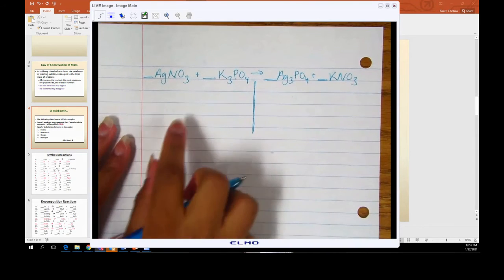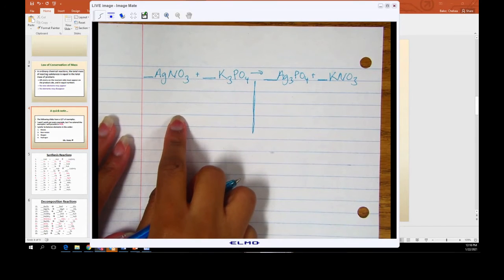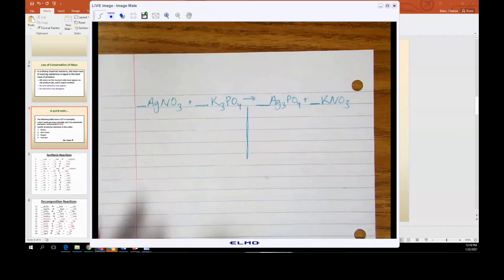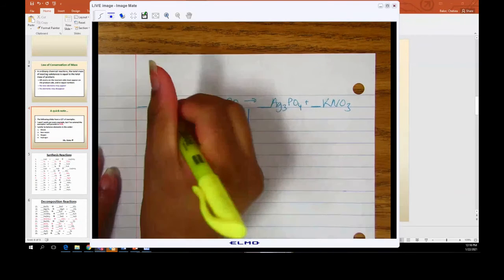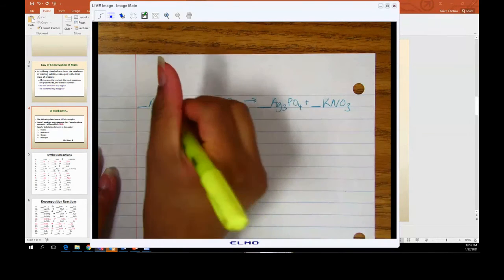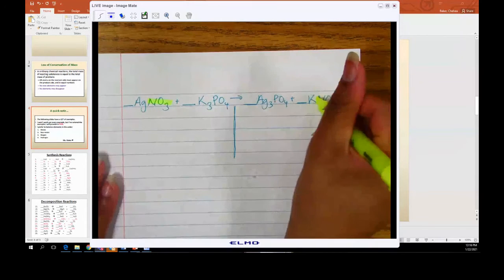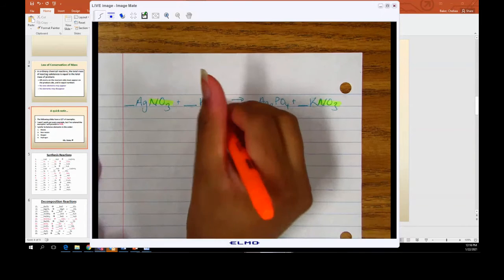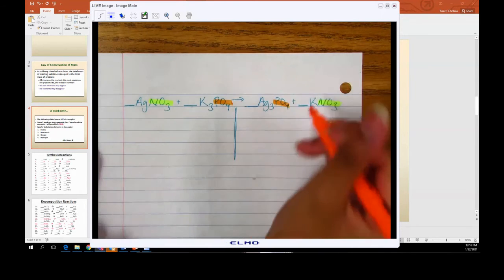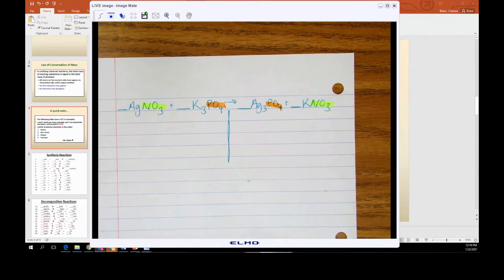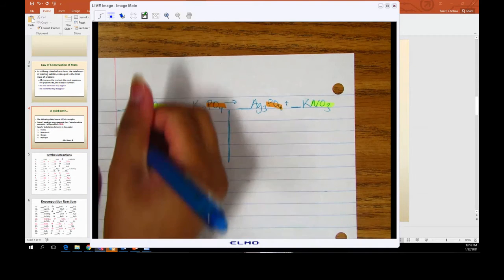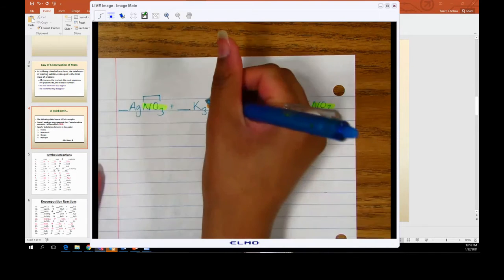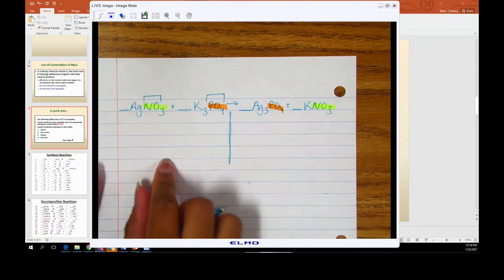And I'm going to take note of which elements I have, elements and groups of elements. All right, for this one here, once again, I'm going to highlight. I've got my nitrate here and here. And I've got my phosphate here and here. So when it comes to listing out the elements that I have present, I'm going to keep nitrate all as one unit and phosphate all as one unit. I'm going to count them all together.